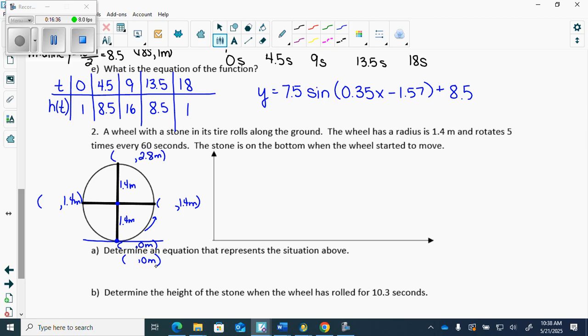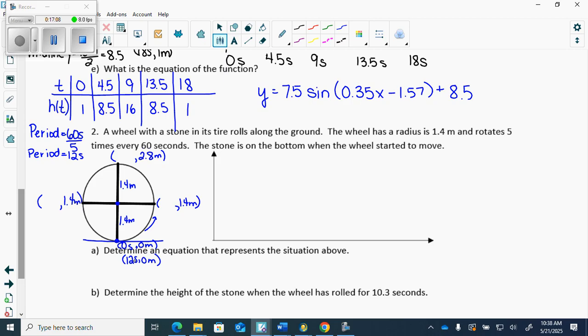Now, we keep reading. It says it rotates 5 times every 60 seconds. So is 60 seconds my period if it rotates 5 times? No. So the period is going to be 60 seconds divided by what? 5. So the period is actually 12 seconds. So I know I'm going to start at 0 seconds, and then at 12 seconds, that stone's going to be back to the bottom, correct?